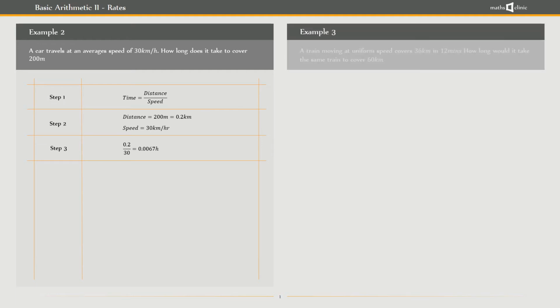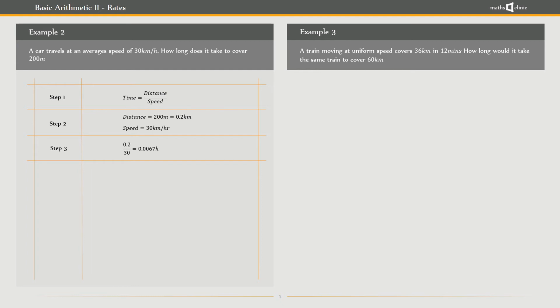This one is a bit more complicated than the others. It says a train moving at uniform speed covers 36 kilometers in 12 minutes. So we have a train moving at uniform speed that covers 36 kilometers in 12 minutes. How long will it take for the same train to cover 60 kilometers?